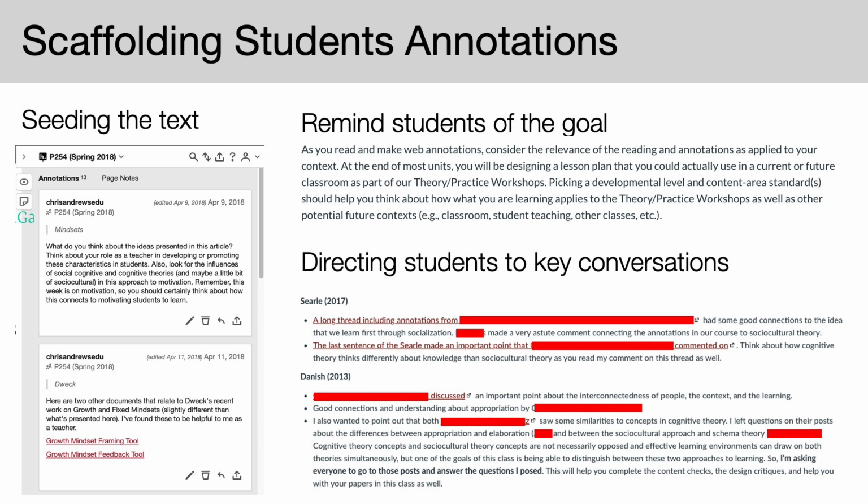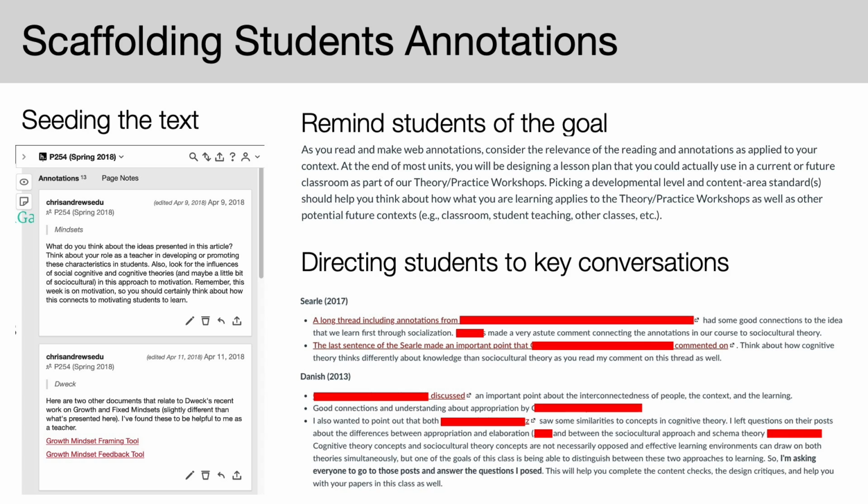Another great way to scaffold students' participation in the annotation is to seed the text with annotations. You seed the text by making annotations throughout, such as identifying parts of the text that you want them to focus on, questions you want them to consider, and asking them to connect ideas from the text to their prior experiences as well as any perceived or imagined future contexts. This can be an opportunity to provide definitions, connections to other texts, or provide background information right within the text.